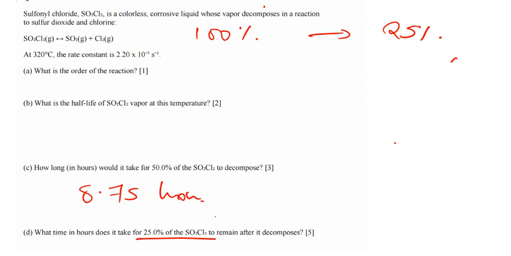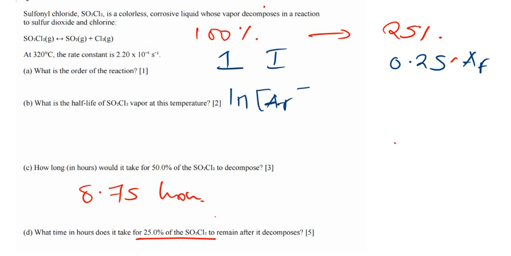Same process. 100 divided by 100 is a 1. 25 divided by 100 is 0.25. So this is our initial, that's our final. This is still a first order reaction, so the same equation applies. Feel free to pause the video and just try that one out. So natural log of the final is equal to negative kt plus natural log of the initial concentration.